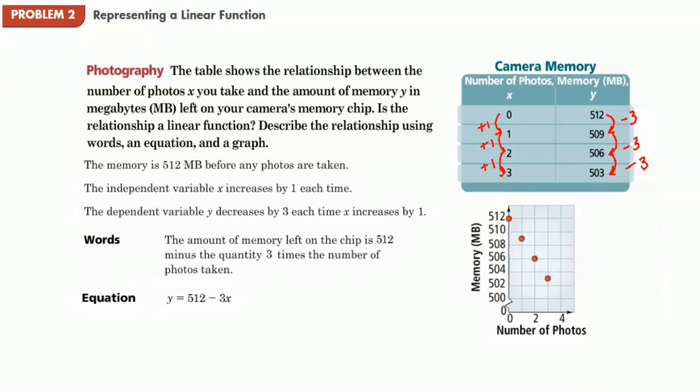If we graph this, we find each value. For 0, it is 512. For 1, it is 509. For the second photo, it would be 506, and then for the third photo, it would be 503. Notice that it's consistently dropping by 3 here, 3 megabytes, and then 3 megabytes, 3 megabytes. So what you have here is a straight line, therefore this is a linear function.